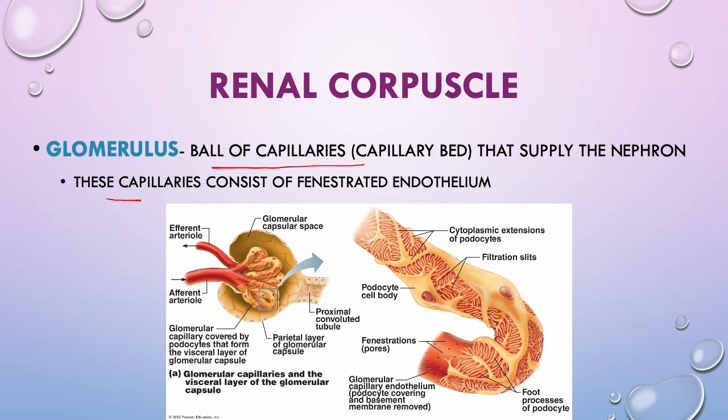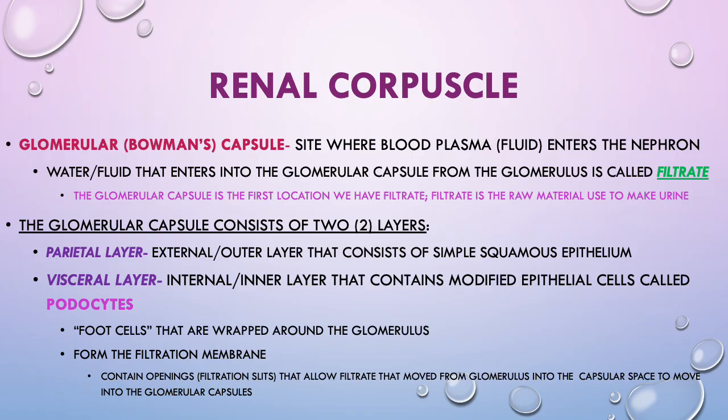These capillaries consist of fenestrated endothelium. They're also fenestrated capillaries, meaning that they have that cheese-like structure that's going to allow some stuff to come out and some stuff to come in, but it's just going to be a certain size. So we are still in the renal corpuscle.